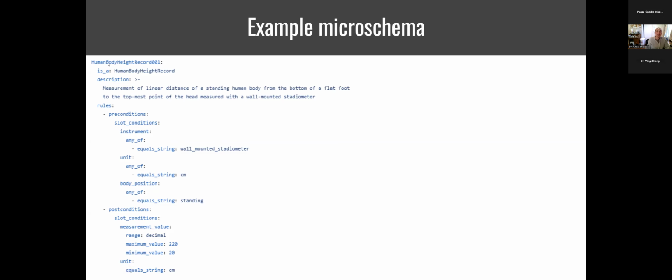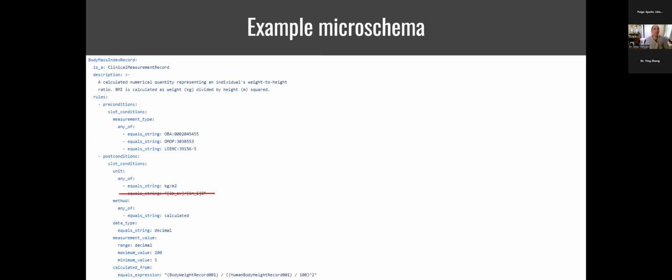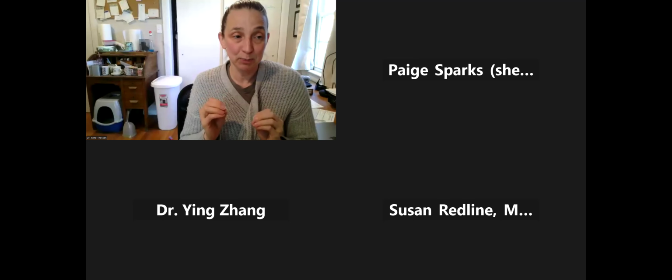And you can imagine that there could be several human body height records with a different measurement value distribution based on what instrument was being used. And if something is outside of those rules, then I get a validation error. And that very much helps for keeping your data clean and AI ready. But what about calculated values? So LinkML has another really cool function called the LinkML expressions.